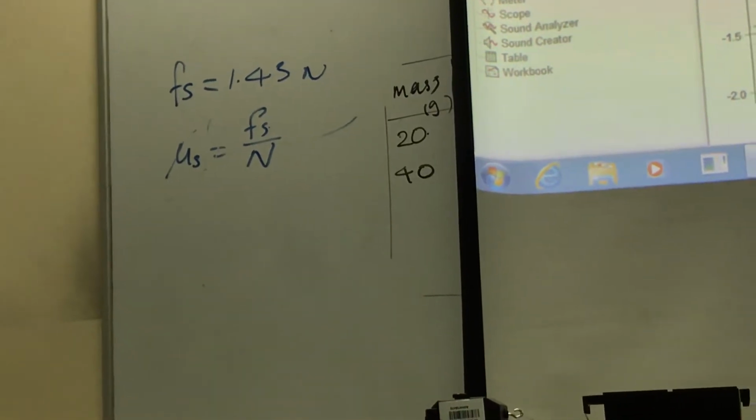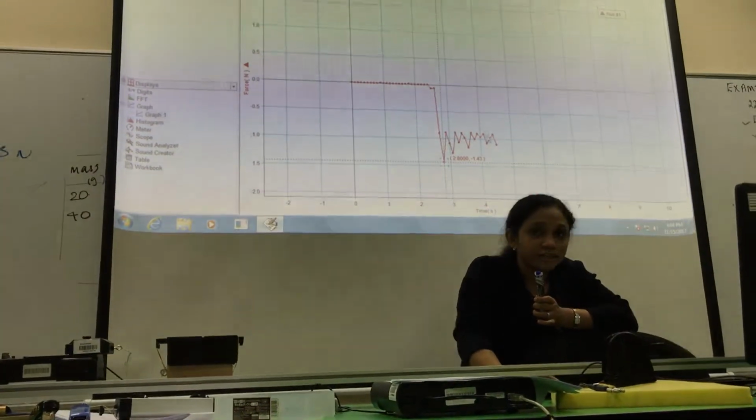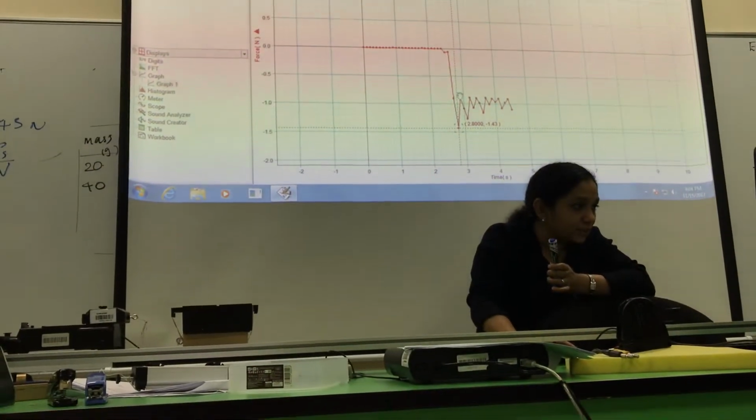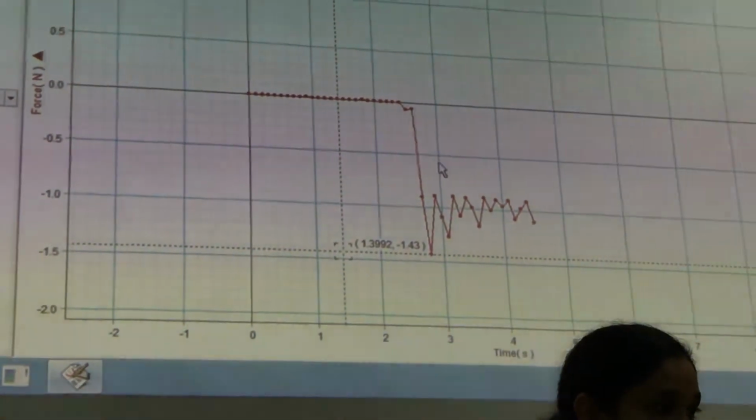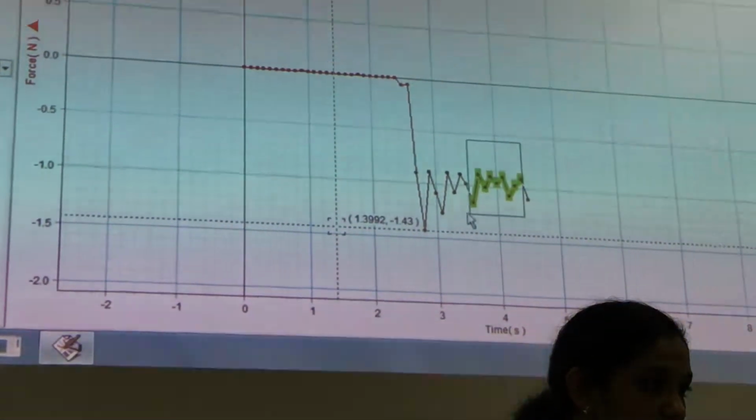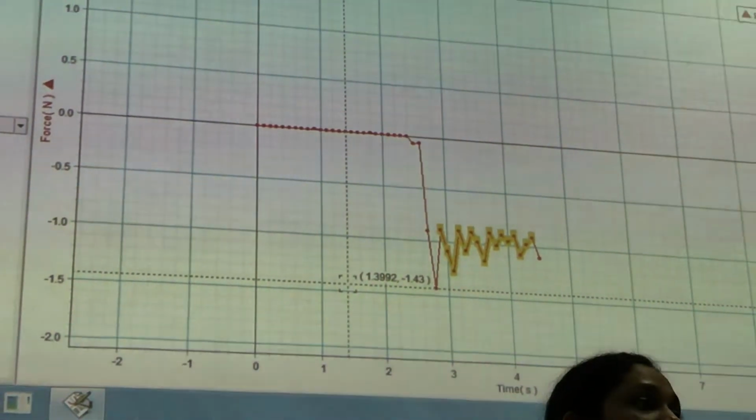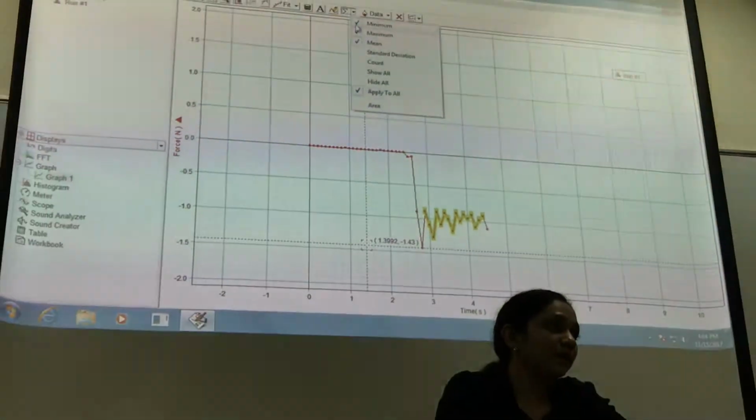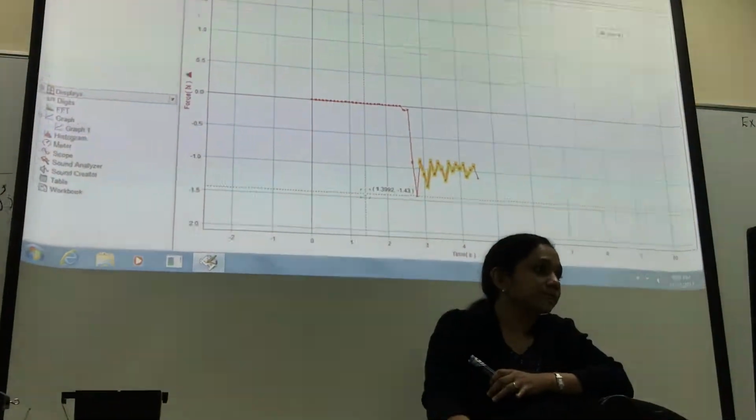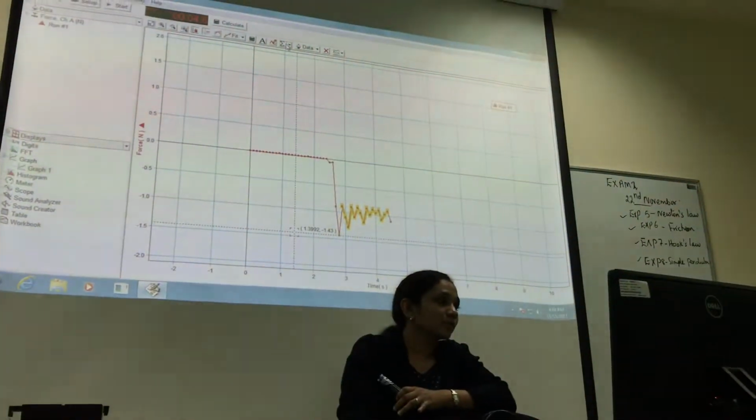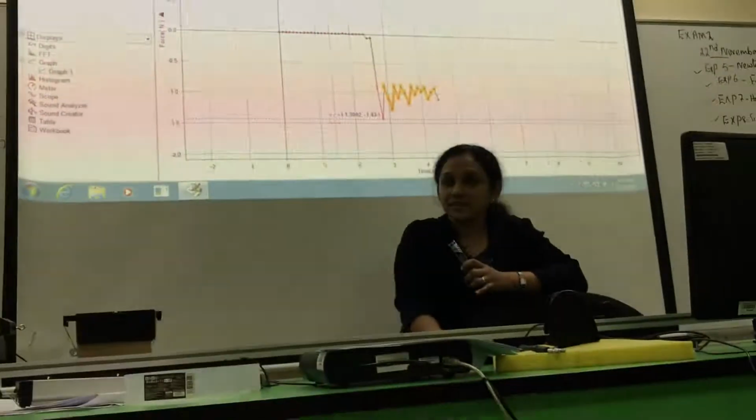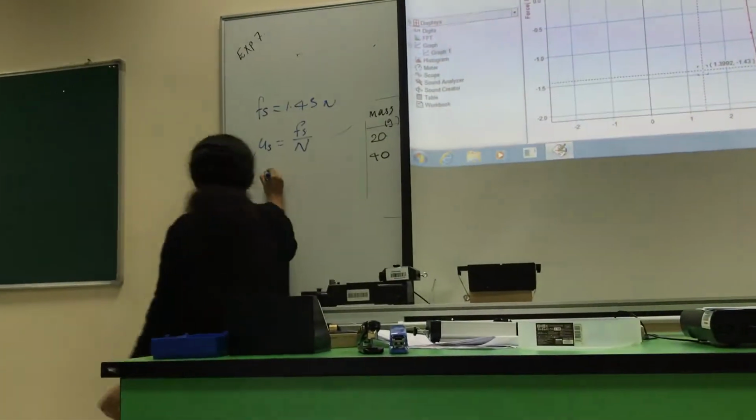Now we will measure kinetic friction. From this position, it is moving. So highlight this portion. Okay, highlight the moving portion. Then take the mean value. Yes, take the mean value. You will get the mean value here, 0.99. This is the kinetic friction value, Fk.